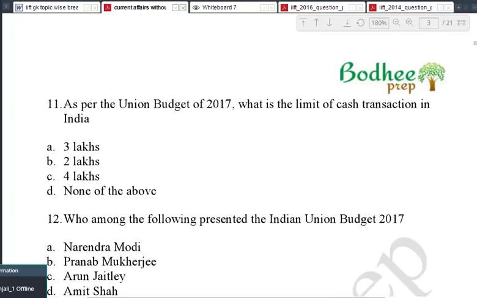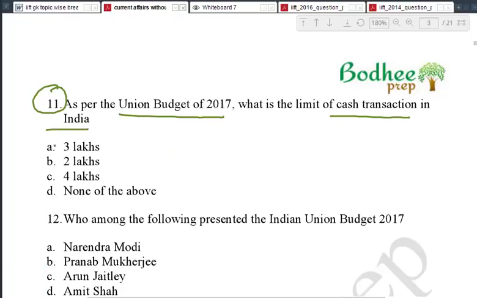This is a good question from the budget. As per the Union Budget of 2017, what is the limit of cash transaction in India? Everyone can manage this, right? 2 lakhs. Simple question, and there are people who would get even this kind of question incorrect.